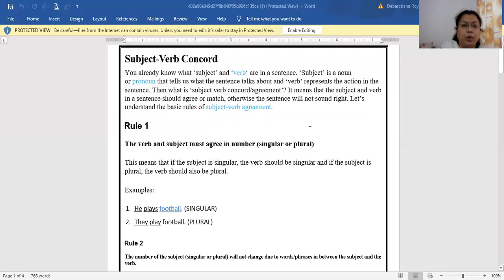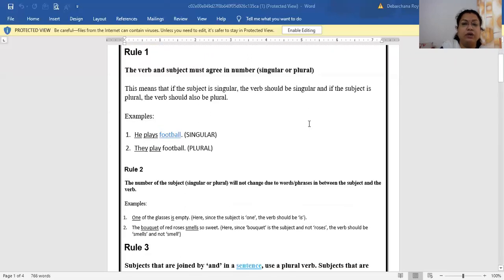Now, rule 1: the verb and subject must agree in number. First rule, okay children, we have discussed this. It means if it is a singular noun, then it should be a singular verb. If it is a plural noun, then it should be a plural verb. Examples are given below. He plays football. He is singular, children, and plays football is also singular. They play: they is plural, play is plural. Okay. So the second rule.